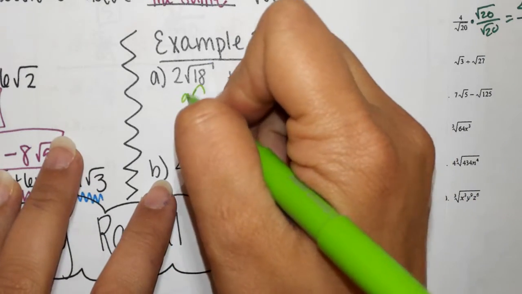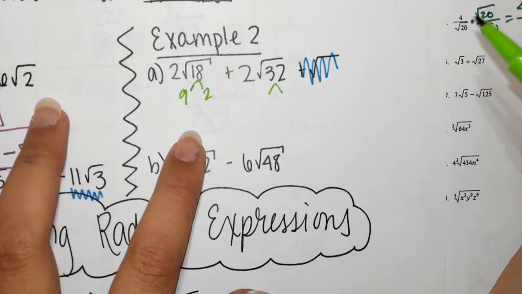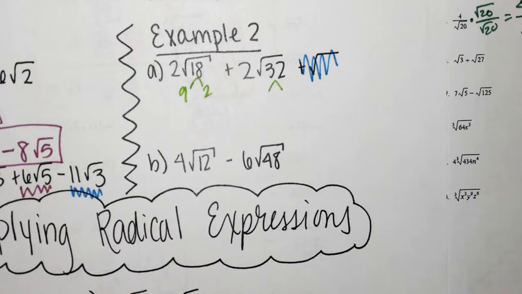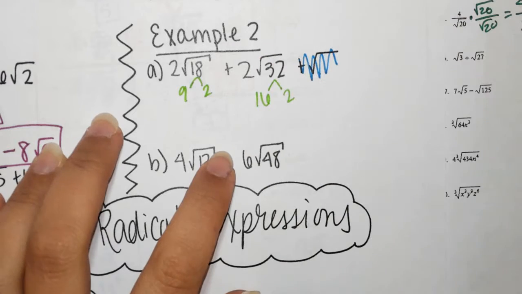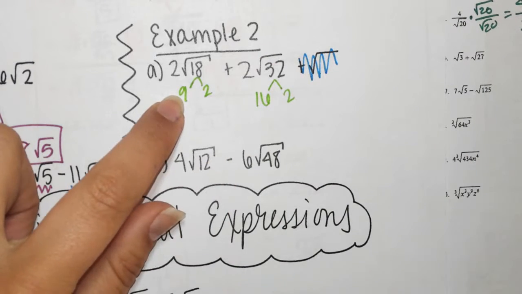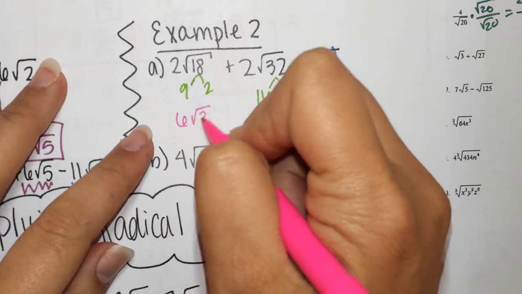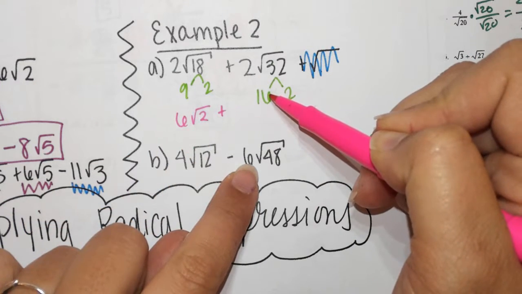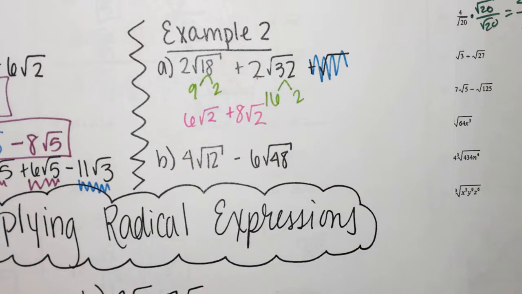Alright. 9 and 2. What's the biggest perfect square that goes into 32? 8 is not a perfect square. It's 16 and 2. Now looking at this, what's the square root of 9? And what's 3 times this 2 right here? So we have 6 root 2 plus. Alright, what's the square root of this 16? And what's 4 times 2? So we have 8 root 2.